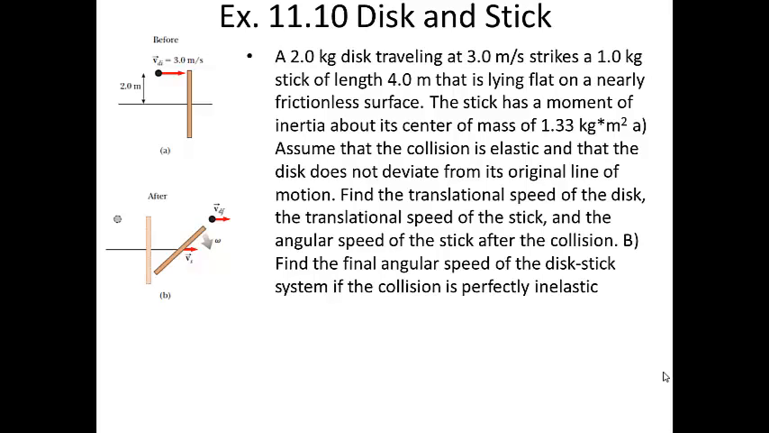Okay, so a 2 kilogram disk traveling at 3 meters per second strikes a 1 kilogram stick of length 4 meters that is lying flat on a nearly frictionless surface. The stick has a moment of inertia about its center of mass of 1.33 kilograms times meter squared. A. Assume the collision is elastic and that the disk does not deviate from its original line of motion. Find the translational speed of the disk, the translational speed of the stick, and the angular speed of the stick after the collision. And then B, find the angular speed of the disk-stick system if the collision is perfectly inelastic.